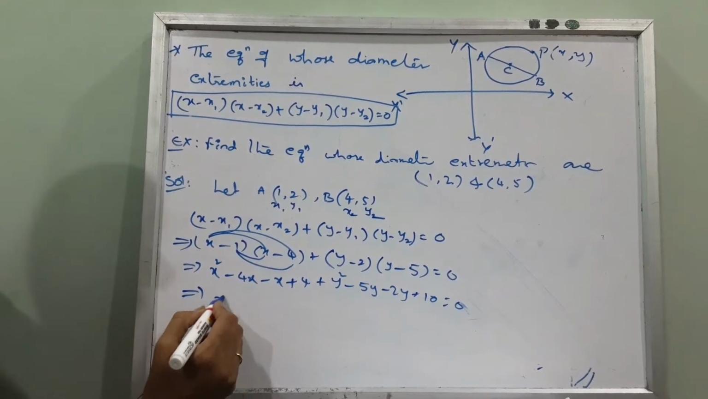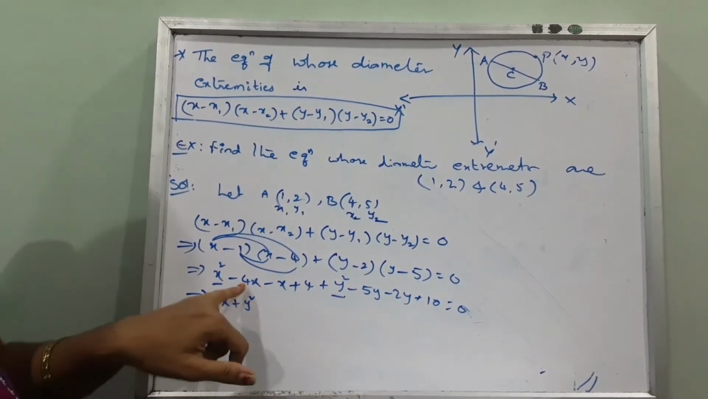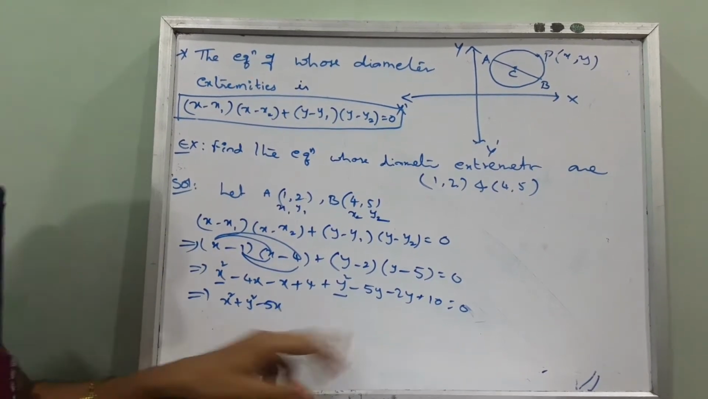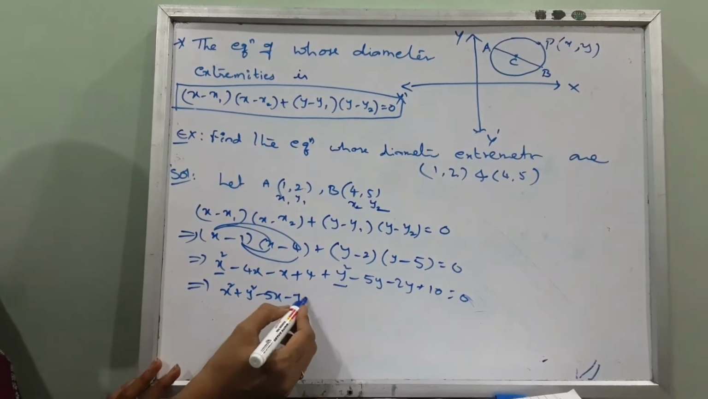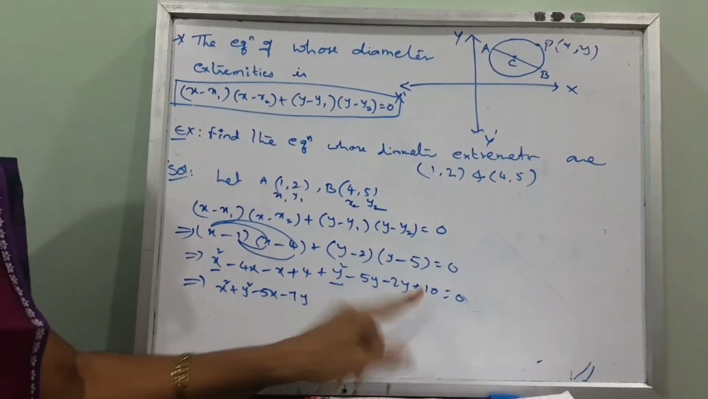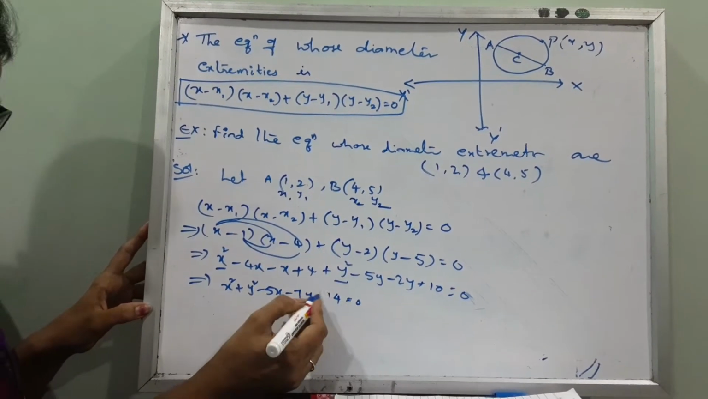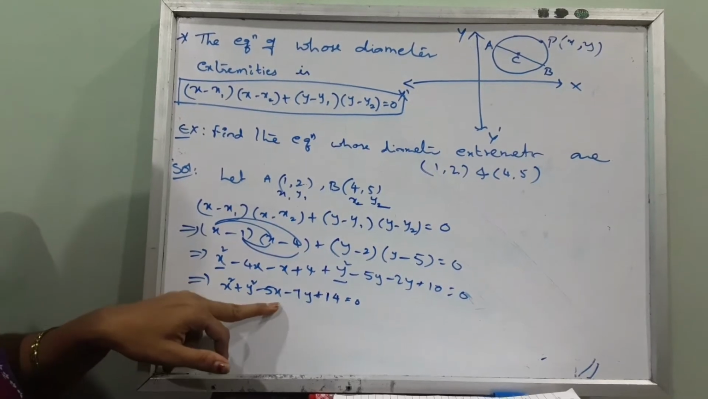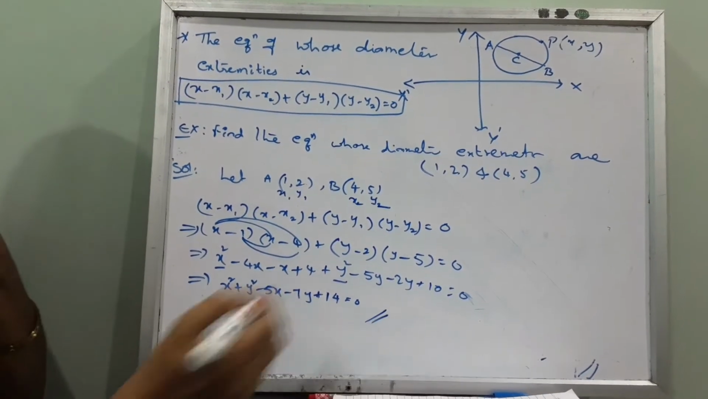Implies x square plus y square, minus 4x minus x is minus 5x, minus 5y minus 2y is minus 7y. Next the constants are 4 plus 10, 14, is equal to 0. Therefore x square plus y square minus 5x minus 7y plus 14 is equal to 0 is the equation of the required circle.